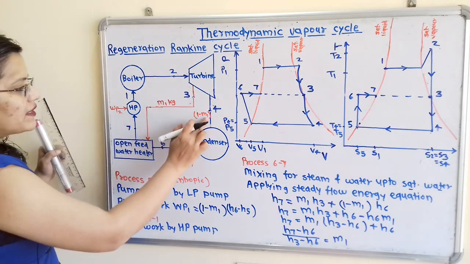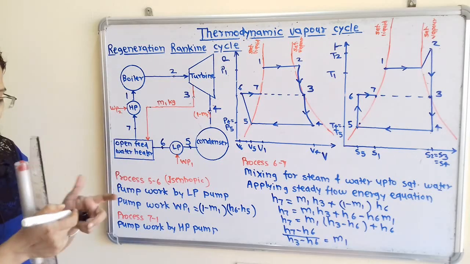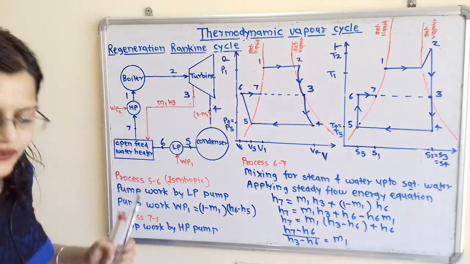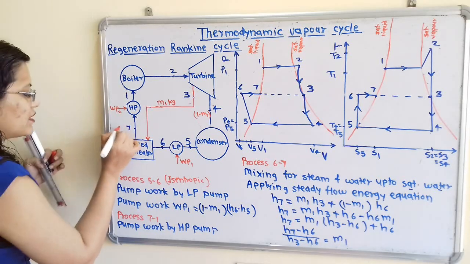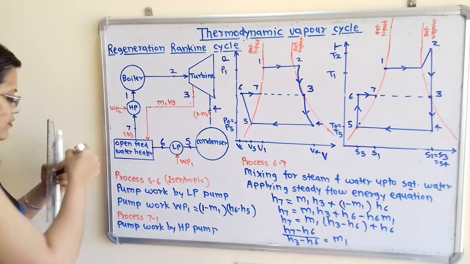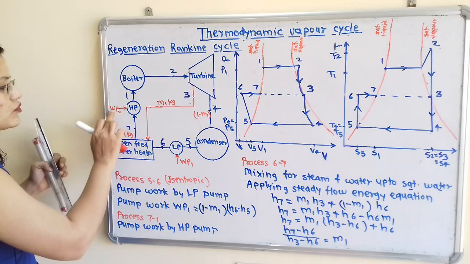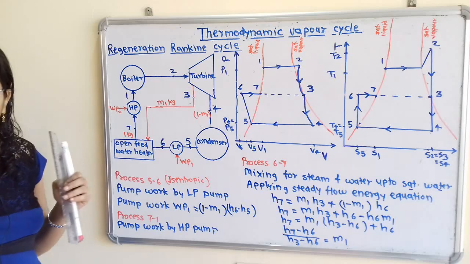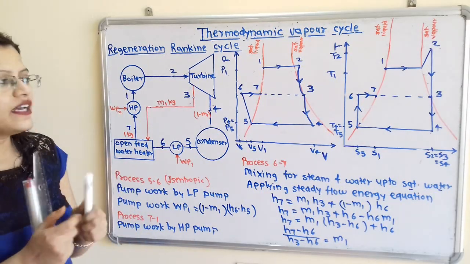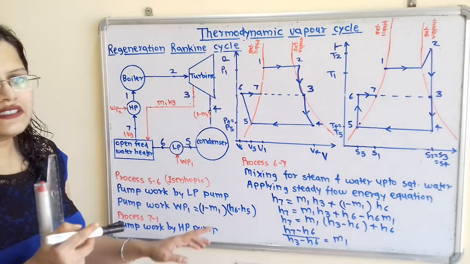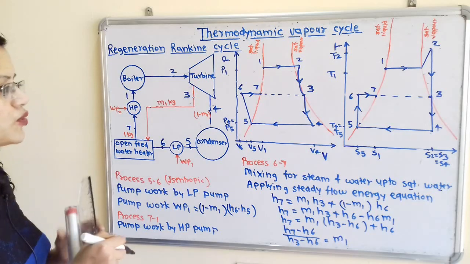Now 1 minus m1 plus m1 is equal to 1 kilogram. So what is the amount of the working substance at this point 7? That is equal to 1 kilogram. I will write here. So for 1 kilogram, what is the pump work? So here also pump work is added to the working substance. So what is happening? If we add the work, then its pressure will increase, then its temperature will also increase. So we have to show this.